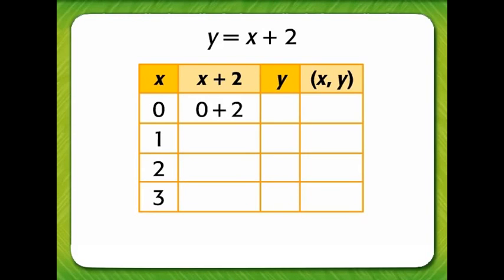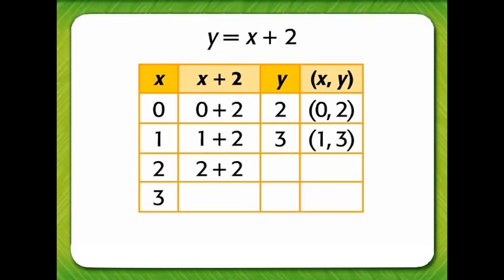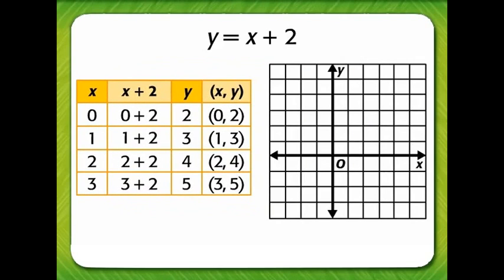0 plus 2 is equal to 2. 1 plus 2 is equal to 3. 2 plus 2 is equal to 4. And 3 plus 2 is equal to 5. Now that we have our y values, graph each ordered pair. The first ordered pair is 0, 2. The next pair is 1, 3. Now we have 2, 4. And the last ordered pair is 3, 5.